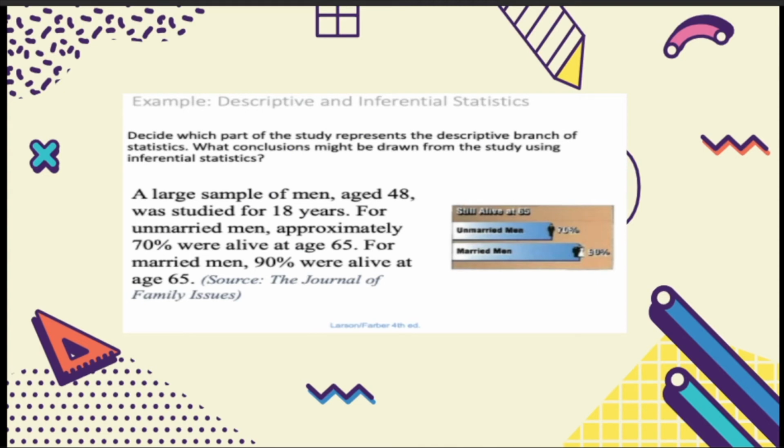Here we have another example. We have to decide which part of this study represents the descriptive branch of statistics and what conclusions might be drawn from the study using inferential statistics. A large sample of men aged 48 was studied for 18 years. For unmarried men, approximately 70% were alive at the age of 65. For married men, 90% were alive at the age of 65. Can we show which is the descriptive and which is the inferential?